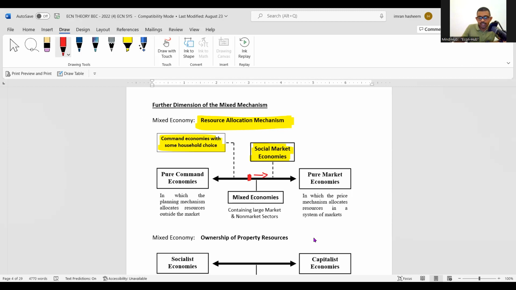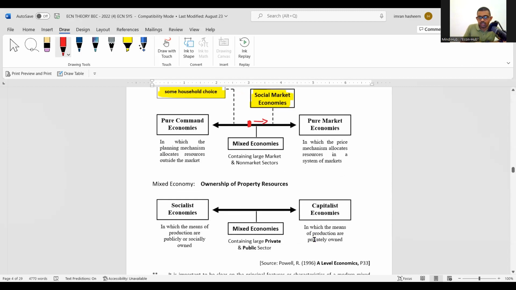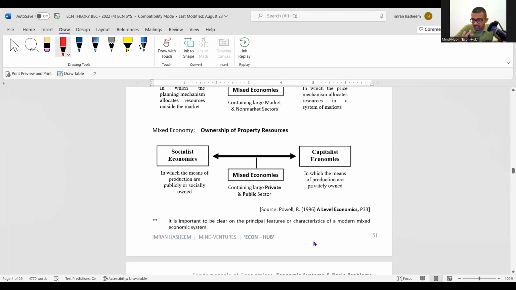Then based on ownership of property resources, how do we categorize? I said it's not a very practical thing, but based on ownership of property resources, we mainly look for socialist and capitalist as the two extremes, but the mixed mechanism is there, containing a large private and public sector. So there's a large private sector and a large public sector, both are there.